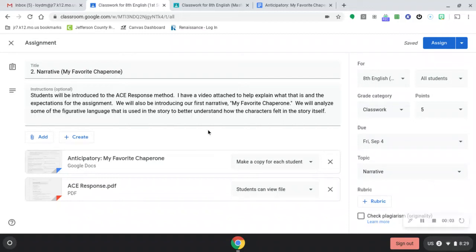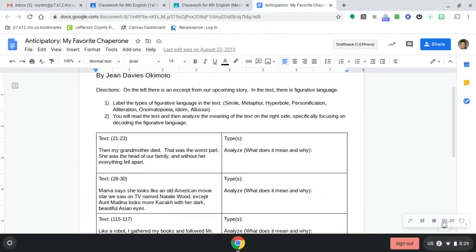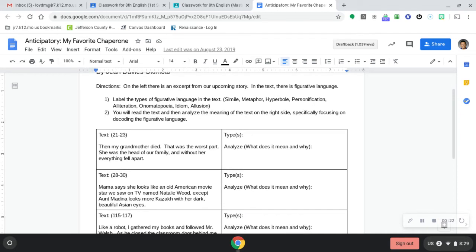All right. So we are looking at our first narrative. But to better understand our first narrative, which is My Favorite Chaperone, we are first going to analyze some of the figurative language that is used in the text. That figurative language activity is going to look like this. You're going to label the types of figurative language in the text: simile, metaphor, hyperbole, personification, alliteration, onomatopoeia, idiom, allusion.